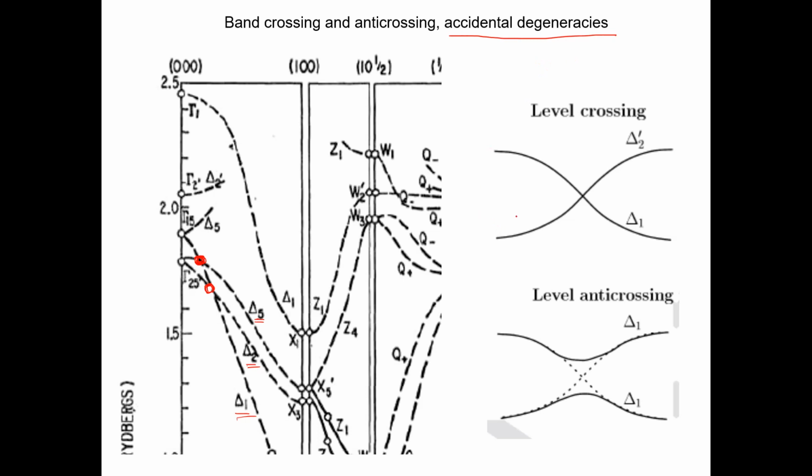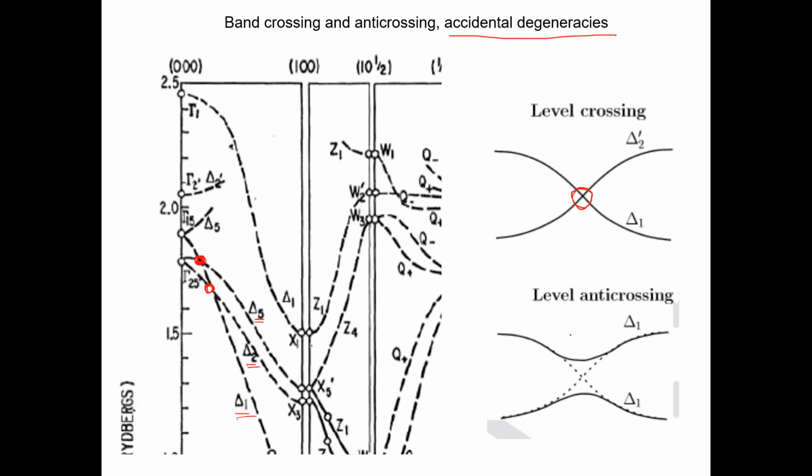Accidental degeneracies happen when two bands of different symmetries cross, and they can do that. There's no reason why they should avoid each other, right? Because they have different symmetries. When I block diagonalize the Hamiltonian, what happens in the block delta 1, the block delta 2 prime doesn't know about it. It's not going to matter to the other block. So it may happen that for some specific k point, these two states are degenerate, and so they cross, and this is what we call level crossing or accidental degeneracy.